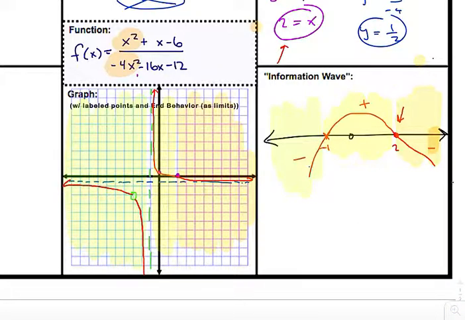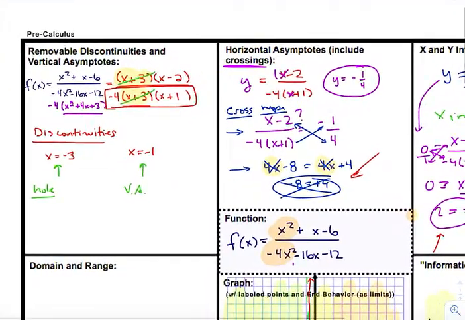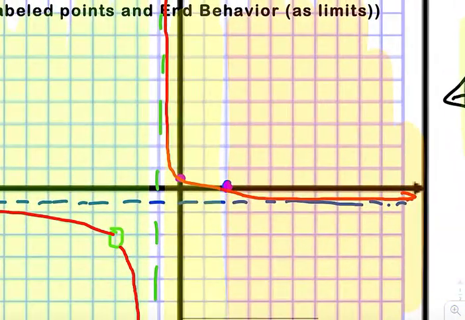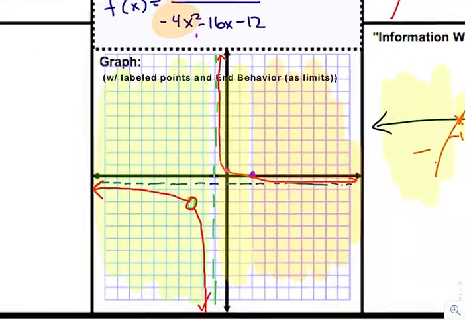So I kind of guessed that's where my hole had to be, but it turns out that's a pretty good location. Keep in mind that was a hole because we removed the discontinuity at negative 3. So right here at 1, 2, negative 3, we're going to have a hole. Not an asymptote, but a hole in my graph.